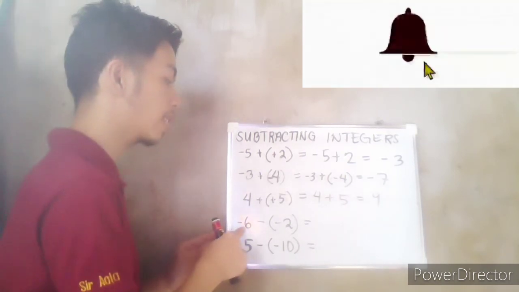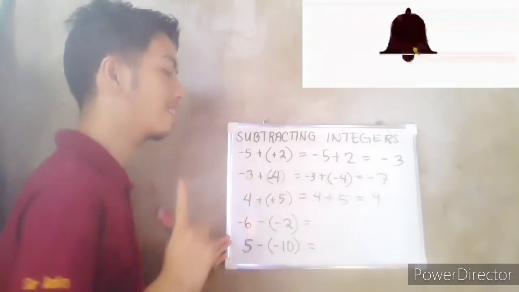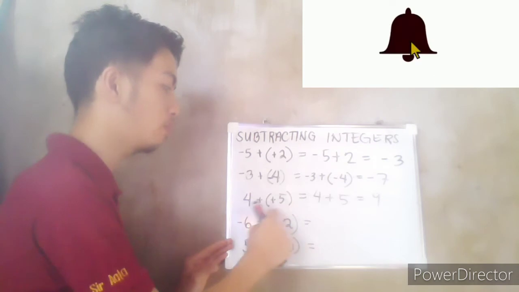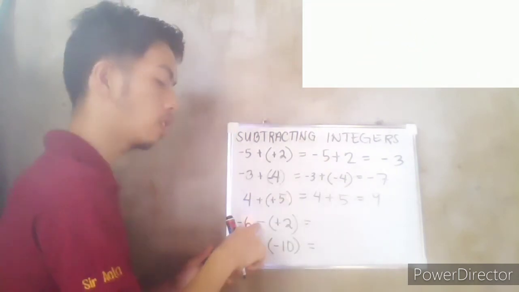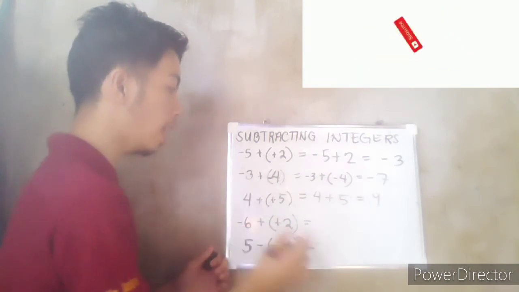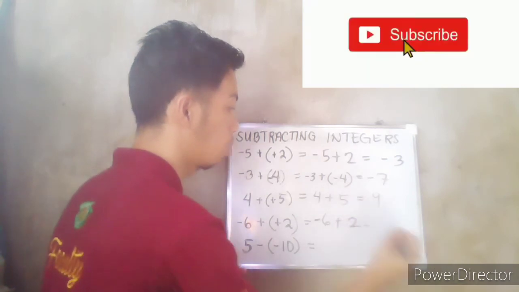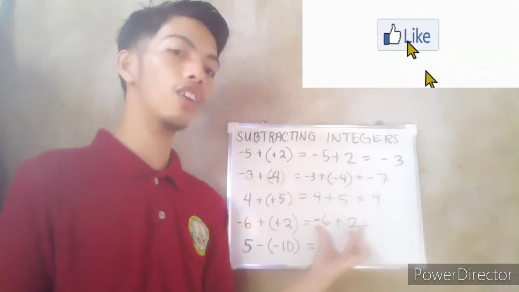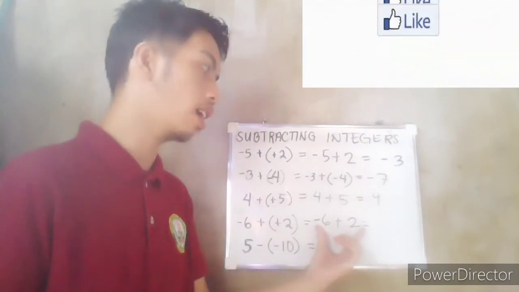Negative 6 minus negative 2. What is the sign of the subtrahend? Negative. Negative 2 magiging positive. Proceed to addition. So, kung i-rewrite natin siya, that is negative 6 plus 2. Okay? Negative 6 plus 2. Addition of integers with different sign or opposite sign.